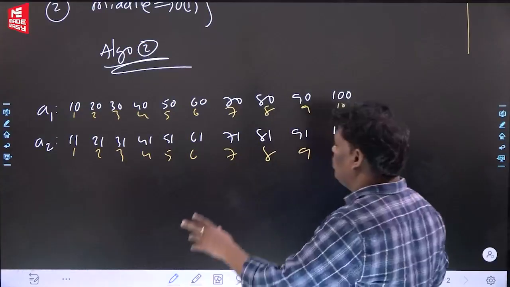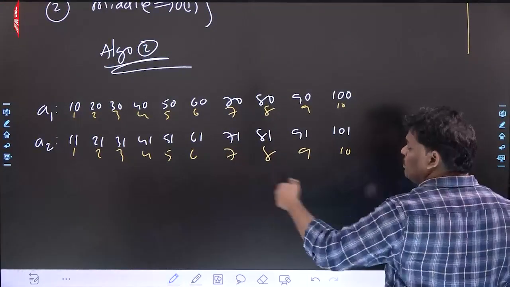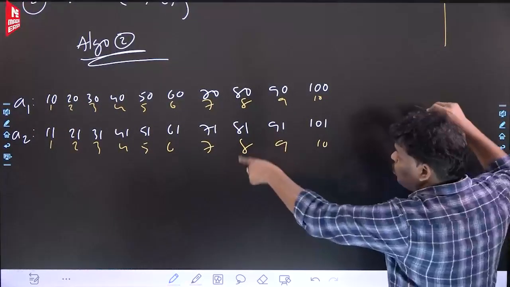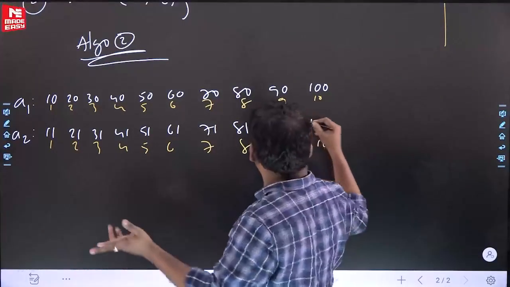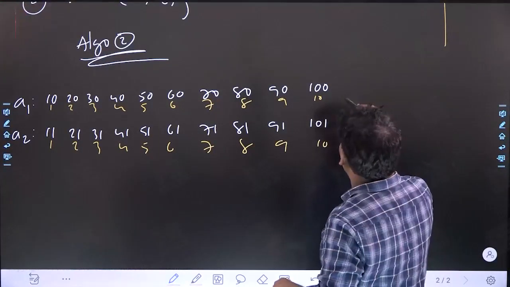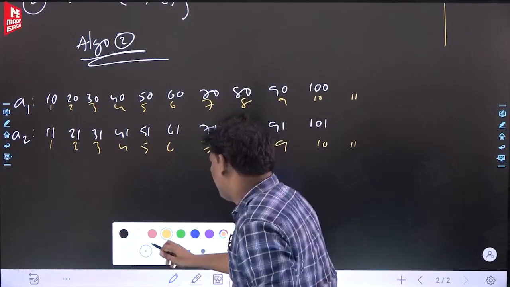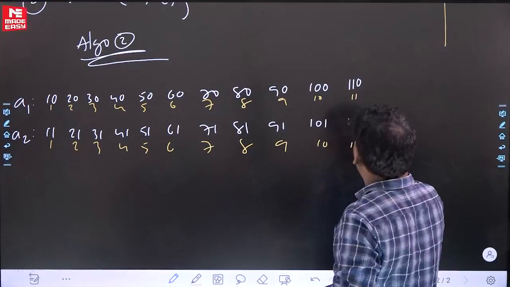Now you tell me, if you find the union of these two sorted arrays, who may be the middle element? Before starting algorithm 2, if you want, you can go to 11 elements also, I don't have any problem. See, here 11 and here also 11 elements. This one is 110, and this one is going to be 111.